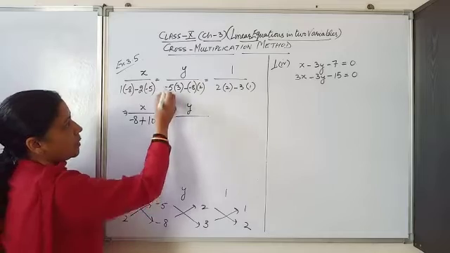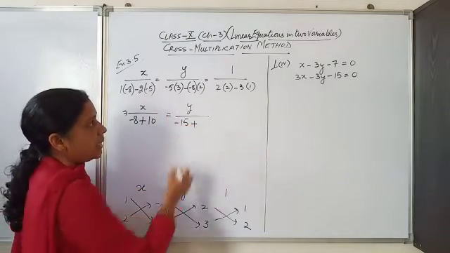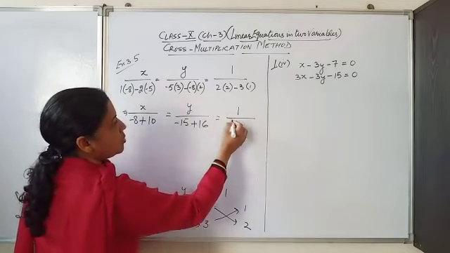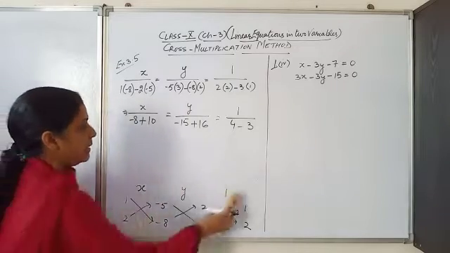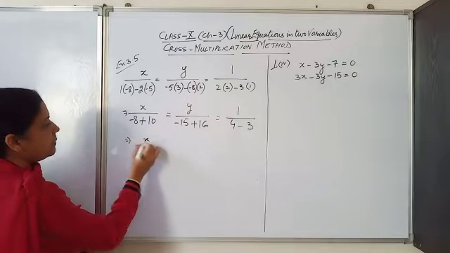Y upon -5 into 3 is -15. Minus minus is again plus. 8 2s are 16. 1 upon 2, 2s are 4, minus 3. And now, since it's very easy to solve for these additions or subtractions, I will be solving it.